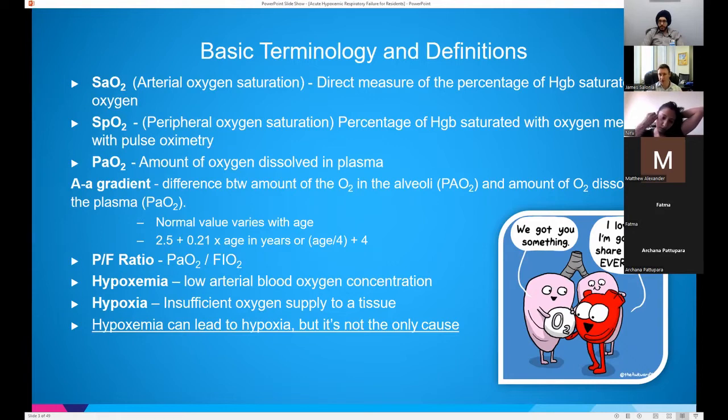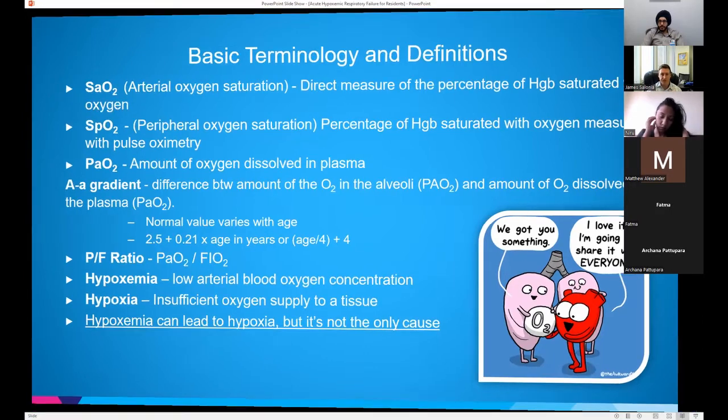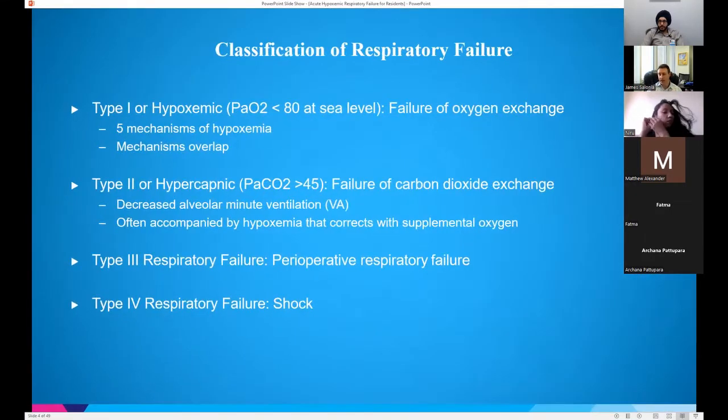It's a lot of words, a lot of stuff, but it's necessary if we're going to talk about the basics of pulmonary physiology. So let's get to some more interesting stuff.